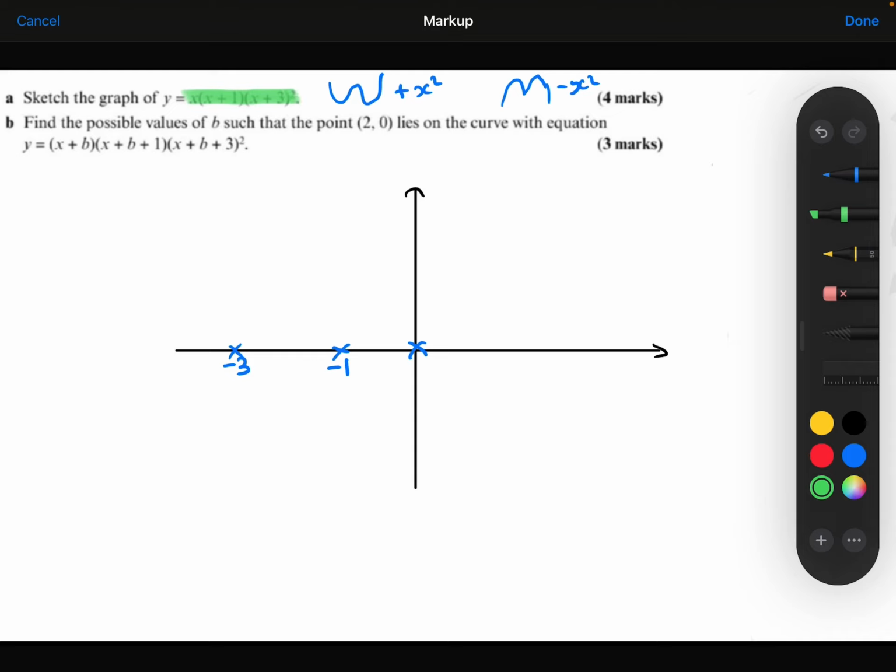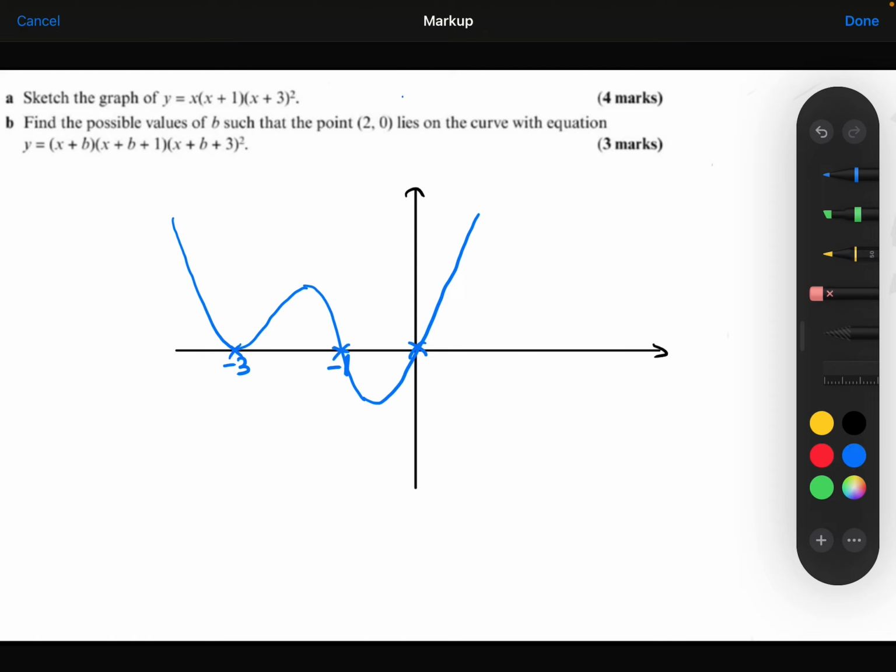Expanding all of this out will give me a plus x squared, so therefore I know it's going to be a W shape. So my graph is going to start by coming down. It's going to touch at the repeated root. It won't pass through because it's repeated. It's then going to come back up. It's going to have a turning point around here, pass through at minus 1, then another turning point, and then back up through at 0. So there's my sketch.